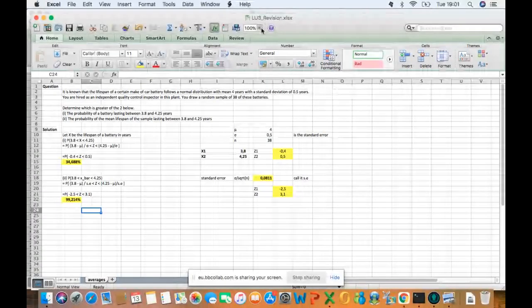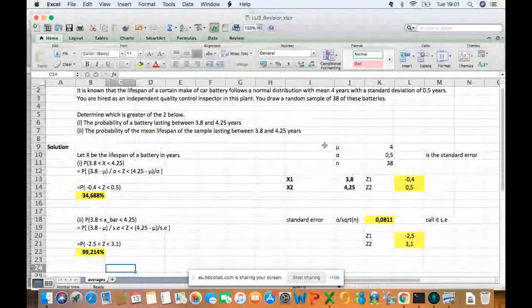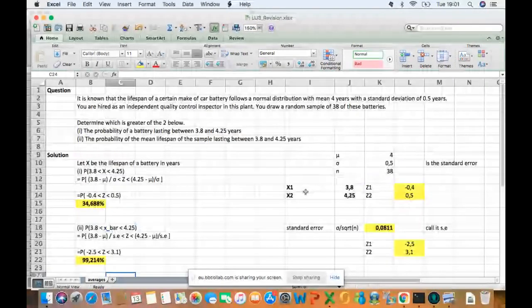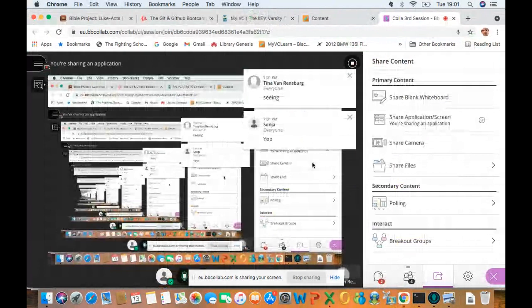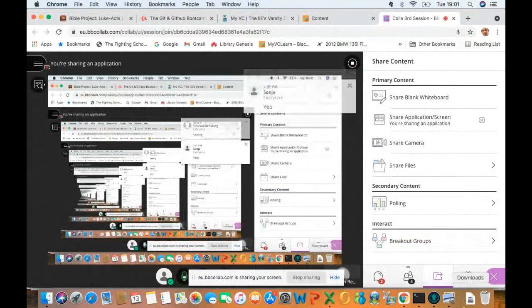Give me a second. Okay, so just let me know once you can see this Excel. I'm just going to make it a bit larger. There we go. Great, great.